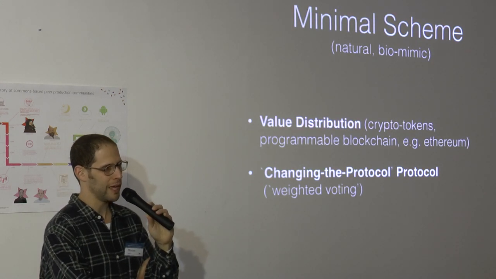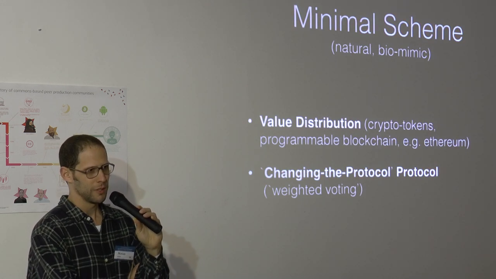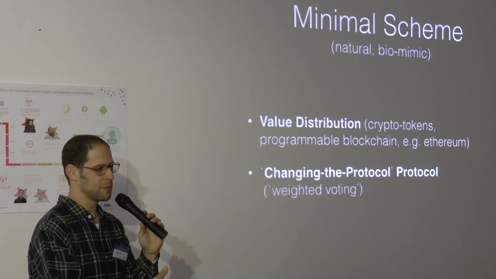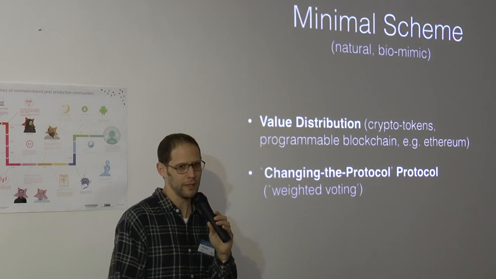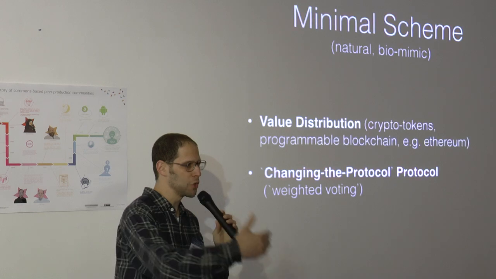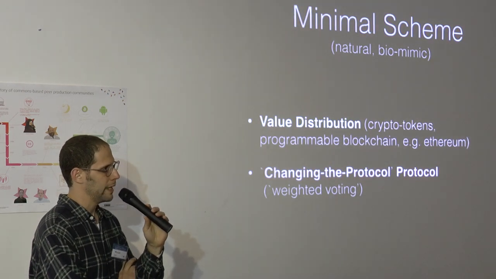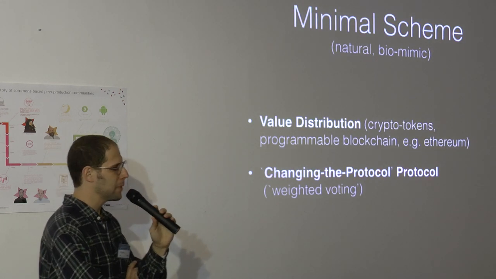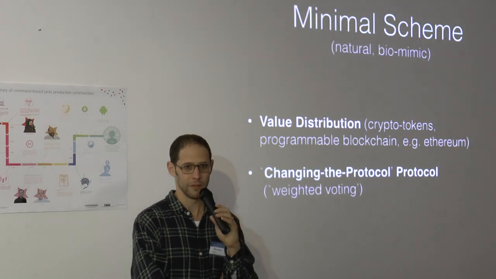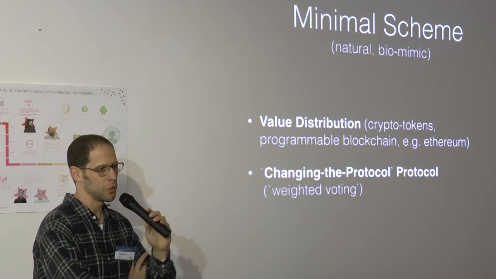But we might like to have a second part of the protocol, which is changing the protocol. We don't think that we actually have the ultimate protocol on day one. So we want to have an evolutionary mechanism for the protocol to naturally evolve. It's just like machine learning, but here it's community learning. The community as a whole learns to evolve the protocol to a better place.